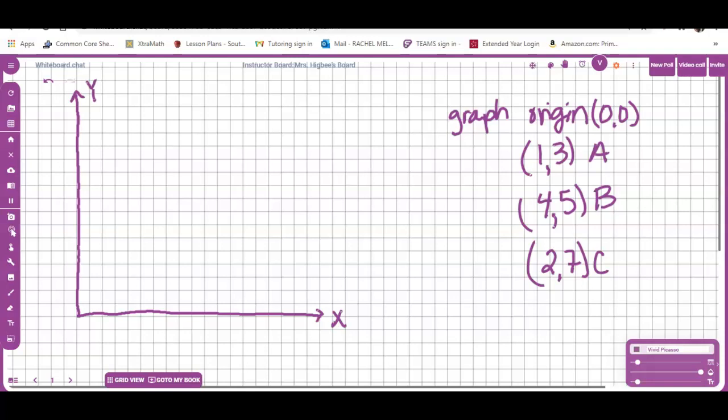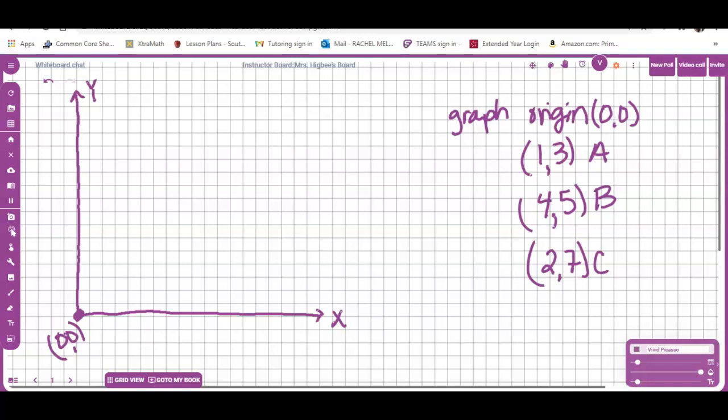Remember, the origin is where we start. That is the beginning, right here. Okay, that never changes. That is 0, 0. Okay, that's my origin. And where I start graphing is right there.